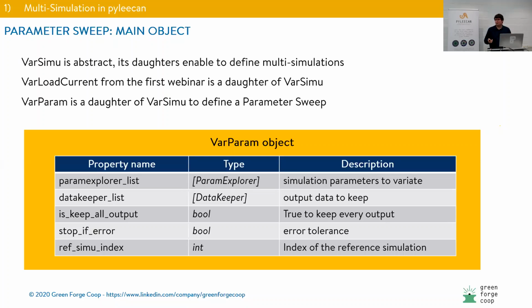But sometimes you want to have that, so you have this option if you want. And then there is also stop_if_error. I've introduced the error keeper for the DataKeeper, but sometimes if one single simulation is wrong, everything is wrong, so you want to stop because there is something that you need to fix in your simulation. Okay, so you set all these properties to define your parameter sweep, and you set this VarParam object within your simulation as the var_simu property of the simulation. Again, we'll see that in the notebook later on.